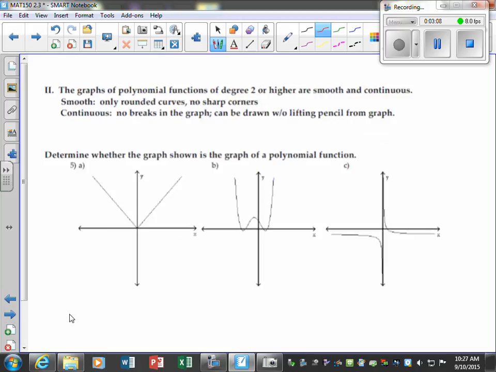Alright, polynomial functions of degree 2 or higher are smooth and continuous. Smooth meaning that only rounded curves and it has no sharp corners. Continuous means no breaks. Basically, you can draw it with your pencil without having to lift your pencil up. So I'll give you a few minutes to just look over these graphs, and I want you to tell me if you think the graph is a graph of a polynomial function based on properties of smooth and continuous.